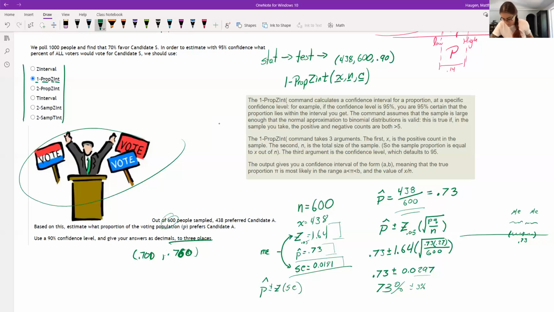And so it gives me 0.700 and 0.7598. So yeah, 0.76 to 3 decimals. Right, so it works fine.